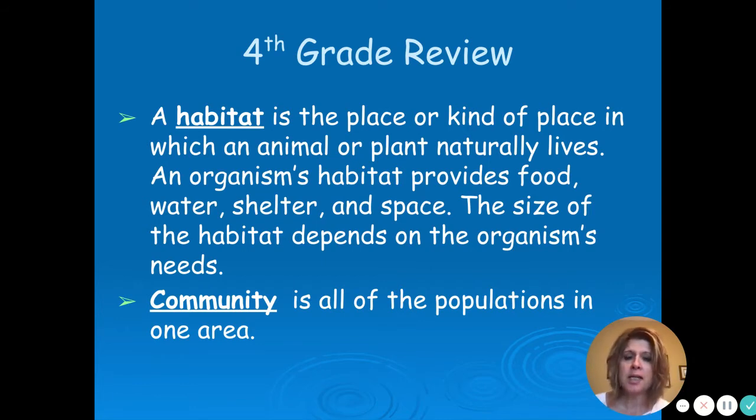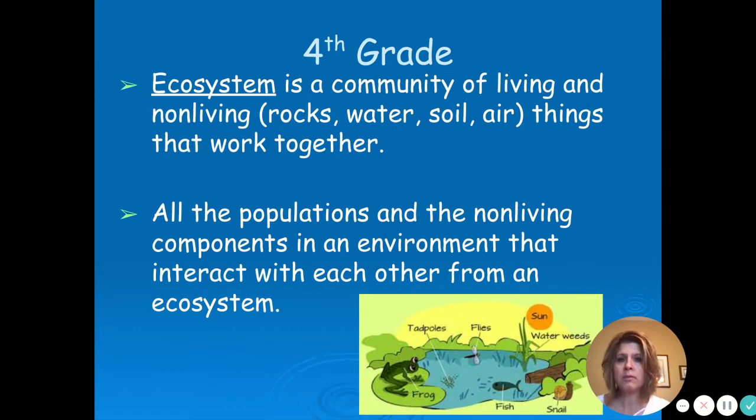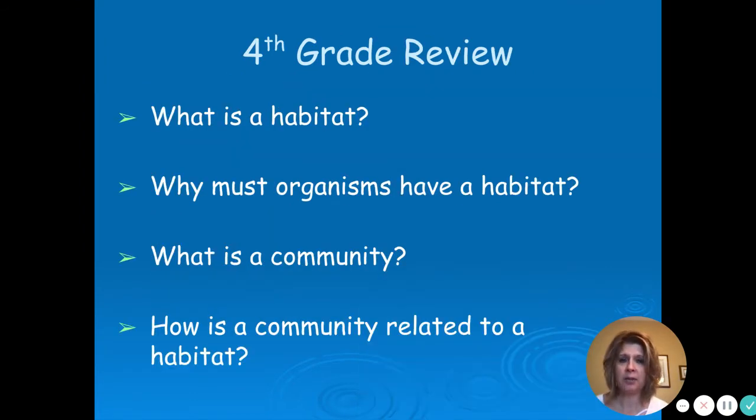A community is all populations in one area, such as all the deer in one area, all the rabbits in one area, all the manatees in one area. It's all the living organisms together. Again, an ecosystem is a community of living and non-living things that work together and interact.